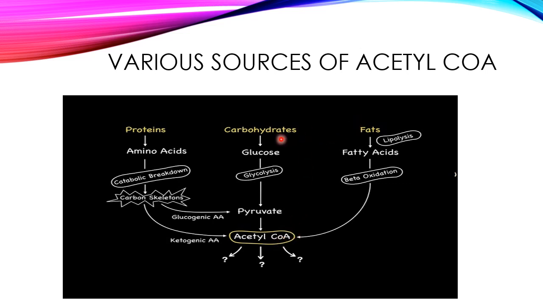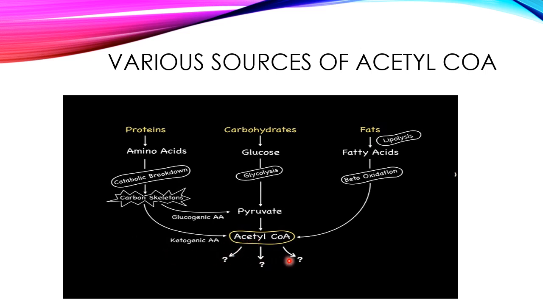When all the carbohydrates are used up, the cell shifts to the next source, that is fats. Fats on lipolysis give fatty acids, which undergo beta oxidation so that they can be converted into acetyl-CoA. Now our third source of acetyl-CoA is amino acids. We know various proteins are built up of various amino acids. The amino acids undergo catabolic breakdown. If the amino acid is glucogenic, it gets converted into pyruvate. If the amino acid is ketogenic, it gets converted into acetyl-CoA.